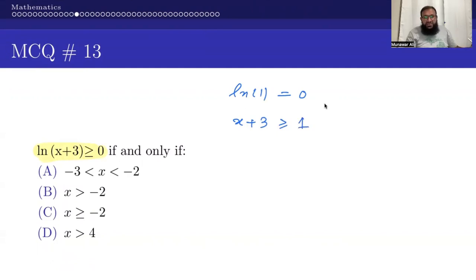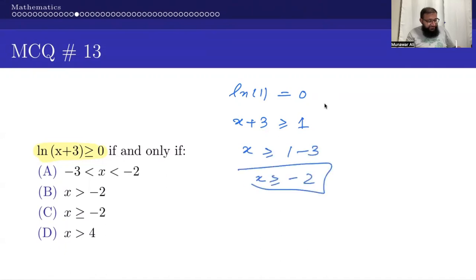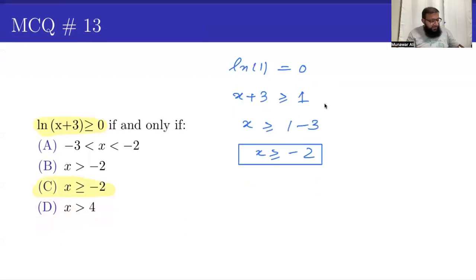Because if I take any number less than 1 and take its log, it will give me a negative number, because log of 1 is 0, log of any number beyond 1 is positive, and log of any number below 1 is negative. So x is greater than or equal to 1 minus 3, so x is greater than or equal to negative 2. This is my domain. So option C, x is greater than or equal to negative 2.